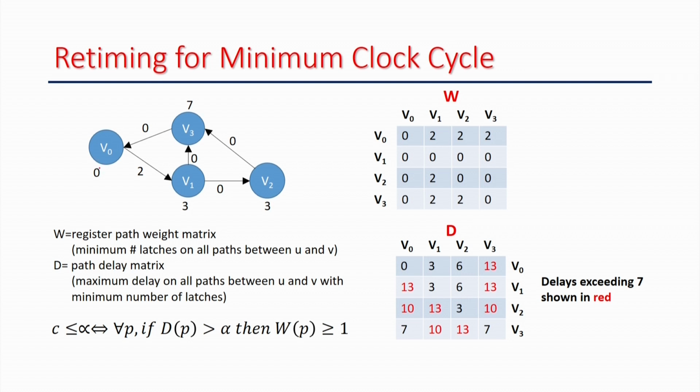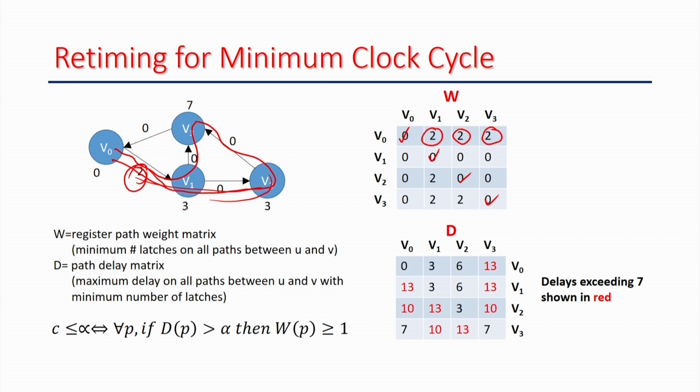So, the diagonal entries v0 to v0, v1 to v1, v2 to v2 will be 0, because the number of registers between a node and itself is 0. This is given by the W parameter. If you consider any 2 nodes, say v0 to v3, how many paths are there? This is one path and this is another path, so there are only 2 paths. This path has 2 registers, and this path also has 2 registers. So, this is 2. For v0 to v1 there is one path, and the weight is 2. For v0 to v2 there is one path, and the weight is 2. So, all are 2.